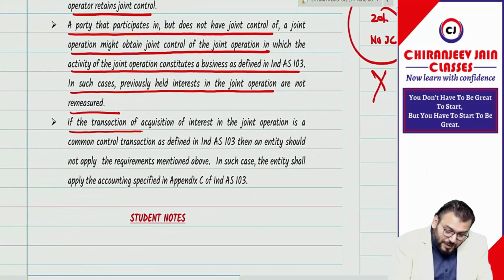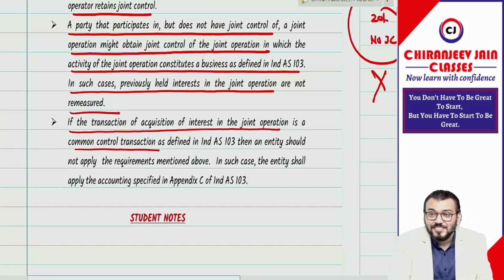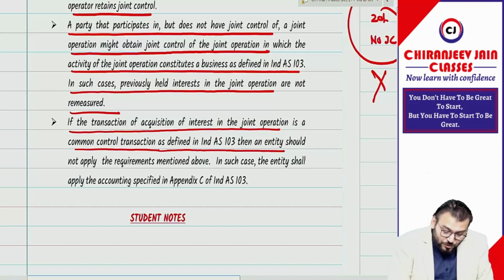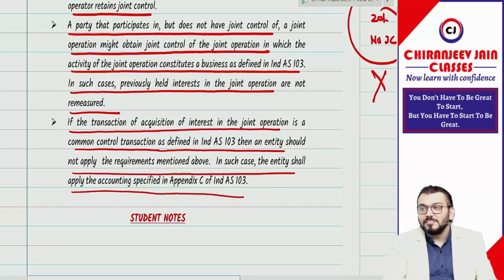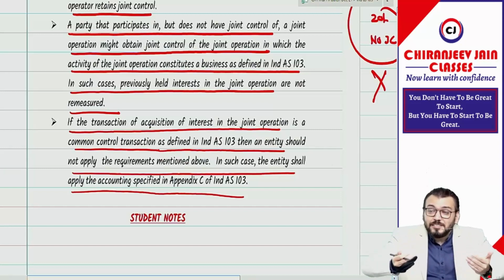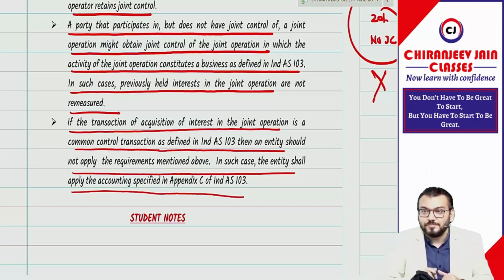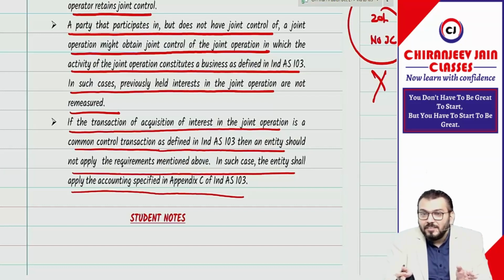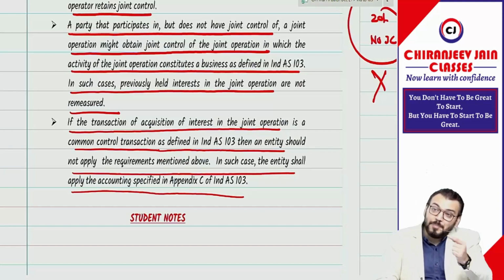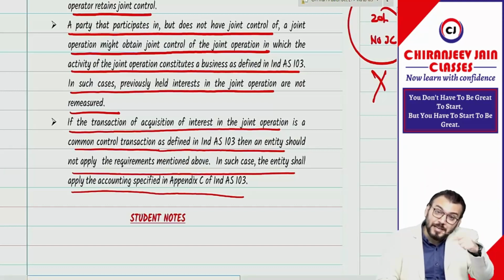Last point. If a transaction of acquisition of interest in joint operation is a common control transaction as defined in Ind AS 103, then the entity should not apply the requirement mentioned above. In such case, the entity shall apply the accounting specified in Appendix C to Ind AS 103. Means if there is a business but it meets the common control transaction definition, means they are under common control before and after this transaction, then apply Appendix C. Don't apply Ind AS 103. Apply Appendix C to Ind AS 103.